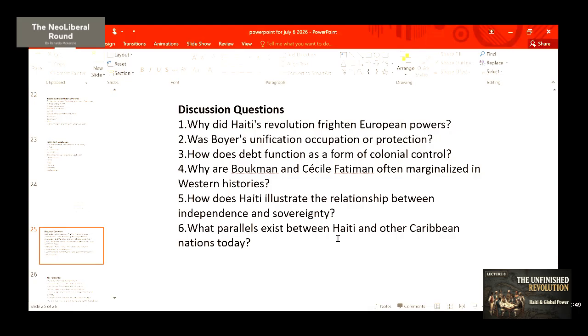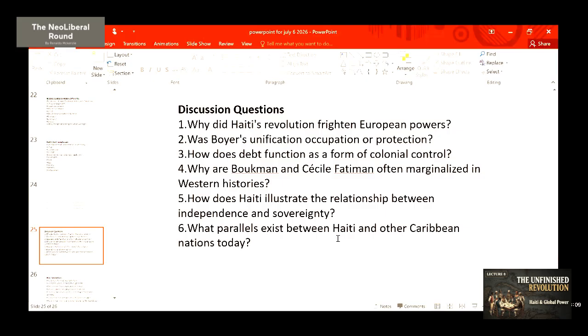How does debt function as a form of colonial control? See, for example, with Haiti, it's a form of colonial control. Jamaica with the IMF and the Caribbean with the World Bank, and the loans that we got at high interest rates, which were tied to conditionalities. How debt is a form of colonial control.